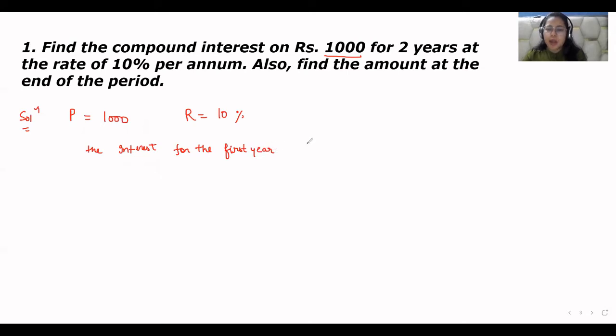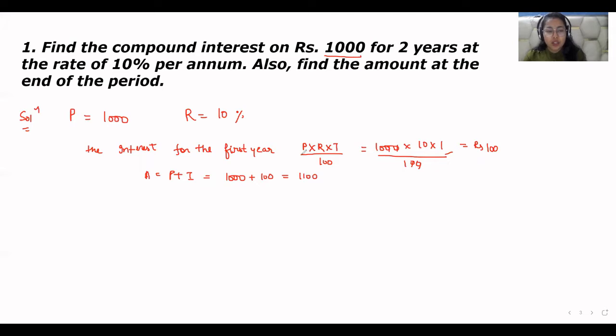The first year interest is the same as simple interest, so we apply the same formula as we used in simple interest: P multiplied by R multiplied by T over 100. Our principal is 1000, our rate of interest is 10% and our time for the first year is 1, over 100. We eliminate it and we get rupees 100. And what is the formula for amount? Amount is principal plus interest. Our principal for the first year is 1000 and our interest for the first year is 100, so our amount is 1100.